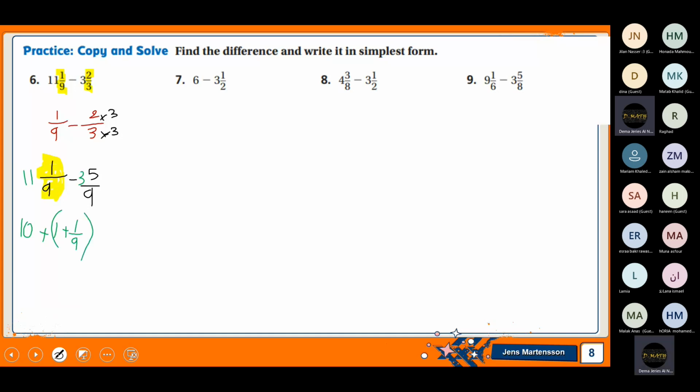Up to here, do you have any problem? No. Okay, so 11 is written as, I take a power from my father. So my father will be 10, and I took 1 from him. Then here we have 3 and 6 over 9.